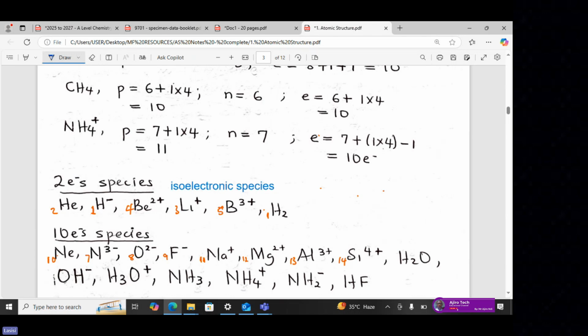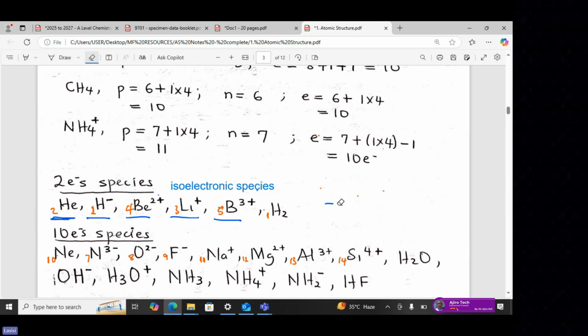Now, look at this. Helium, how many electrons does it have? Two. Hydrogen is 1 and gains 1, that's 2. Beryllium is 4, it lost 2. Lithium is 3, it lost 1. Boron is 5, lost 3. Now look at this. Each of the hydrogen has 1 electron. Two of them now have 2 electrons.